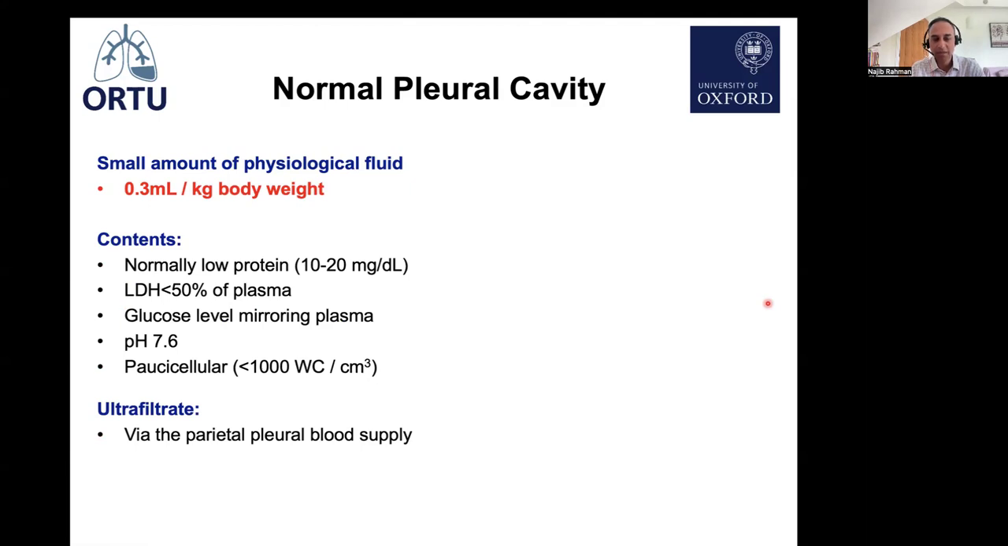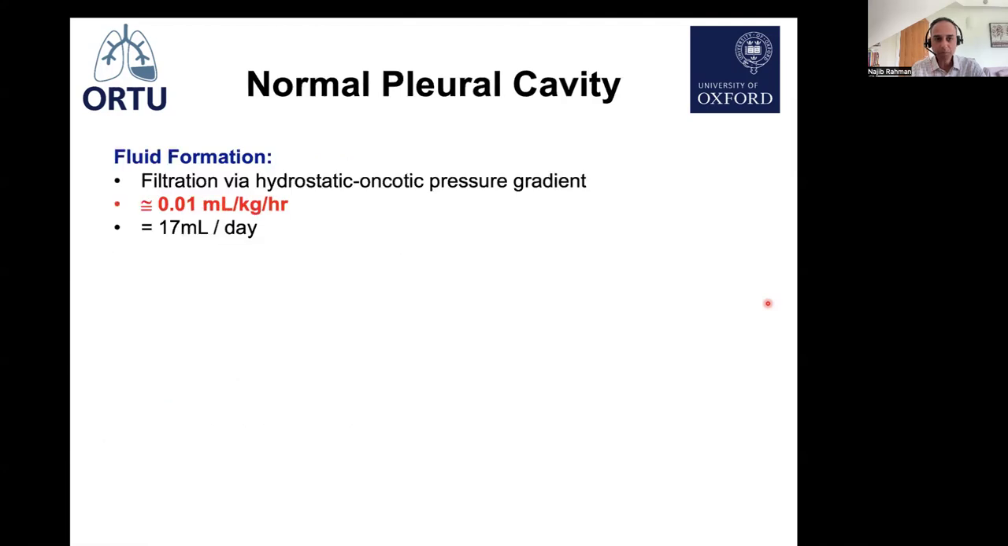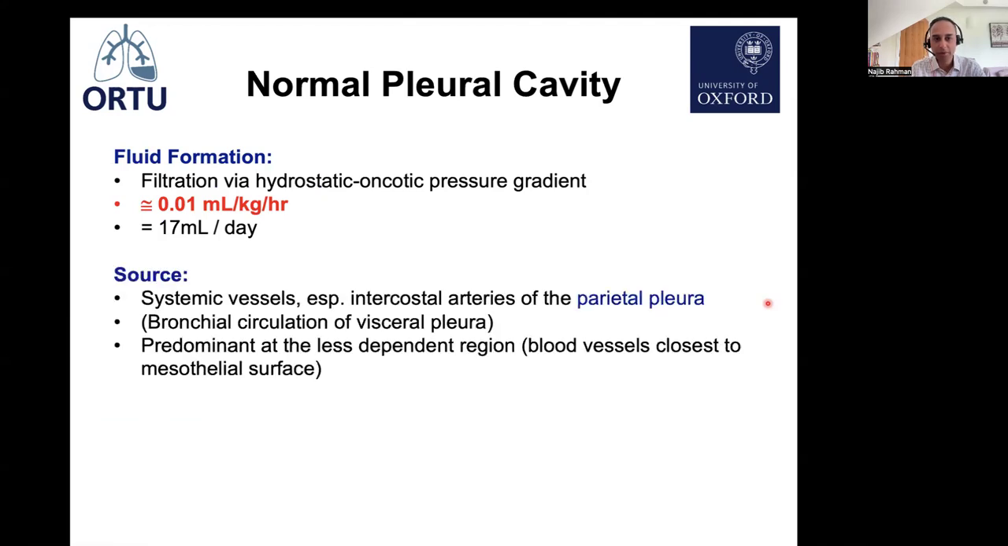And as I've said, it is an ultrafiltrate, we think, derived from the parietal pleural blood supply and filtered into the pleural space. Now, fluid formation, we think, is created by the hydrostatic oncotic pressure gradient, and the average amount that we produce per hemithorax is approximately 17 milliliters per day. So this is a very small amount produced each day.